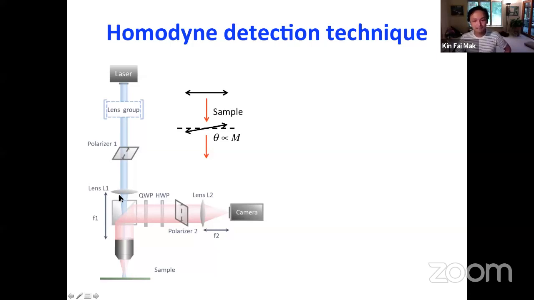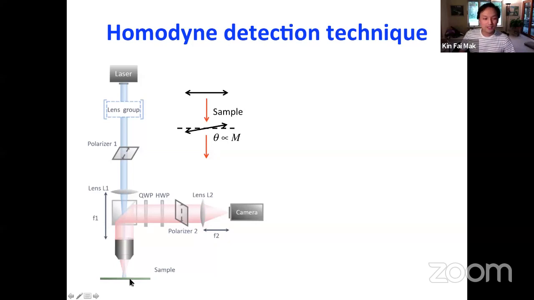And this is the setup that we have built in our lab recently. What we do here is basically a Kerr rotation measurement in the sample, but with a lot enhanced sensitivity. So let me just briefly tell you how it works. This is the incoming laser going through a first polarizer so that we linearly polarize the laser into the system and just shine onto the sample with a microscope objective. This is where the sample is located.